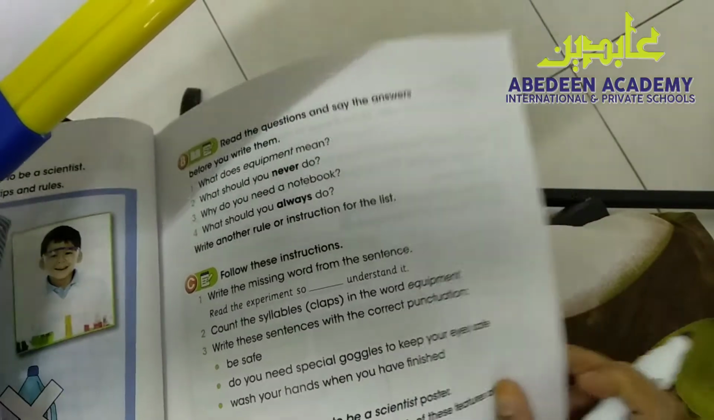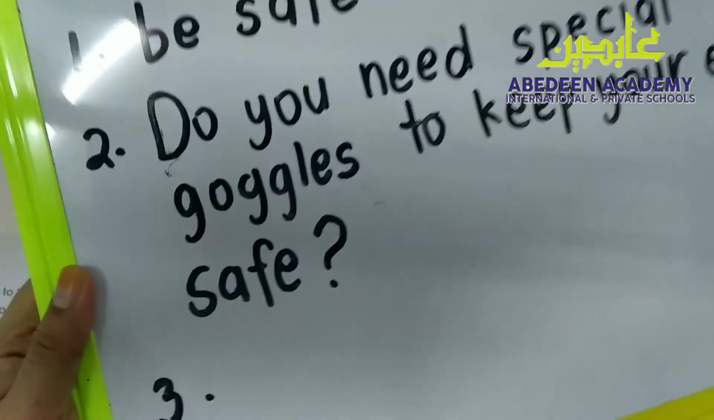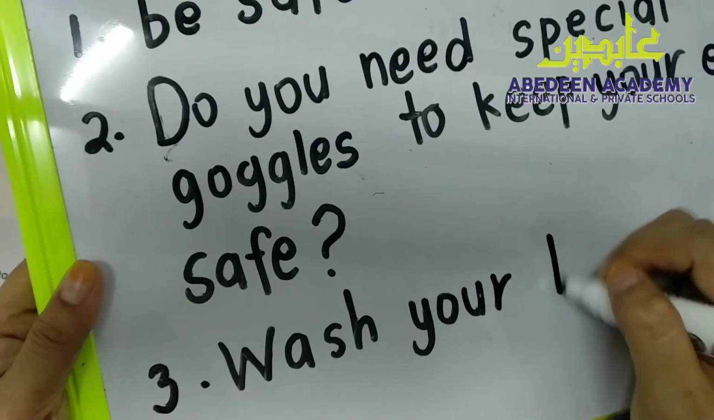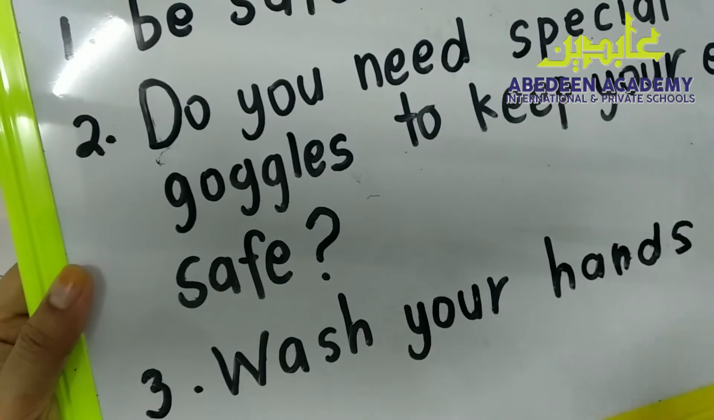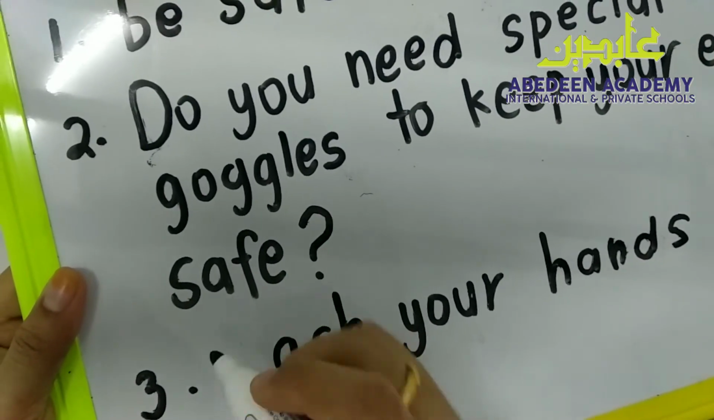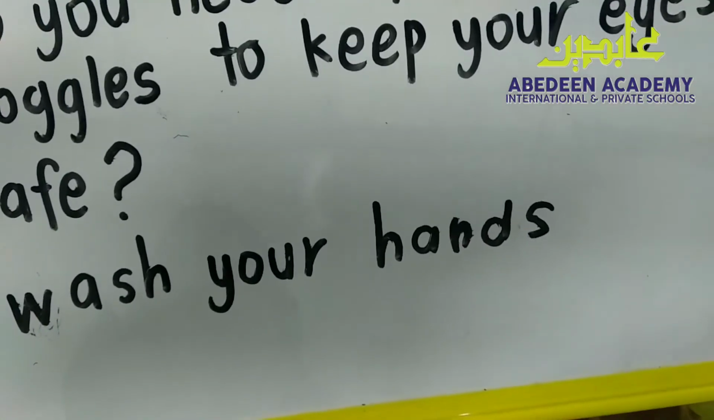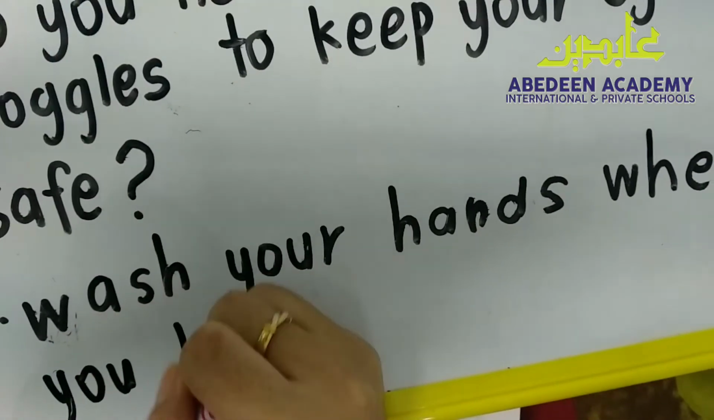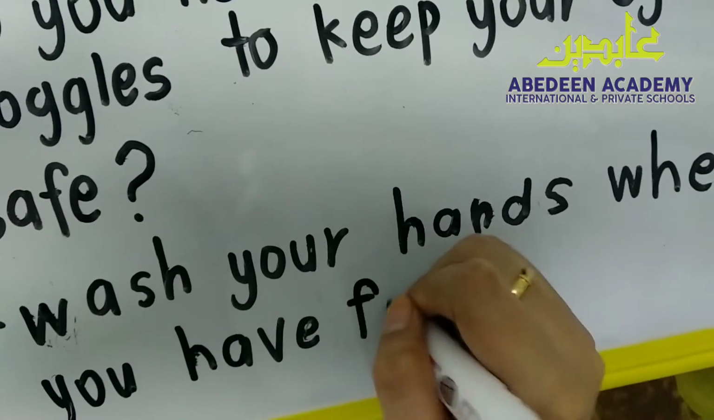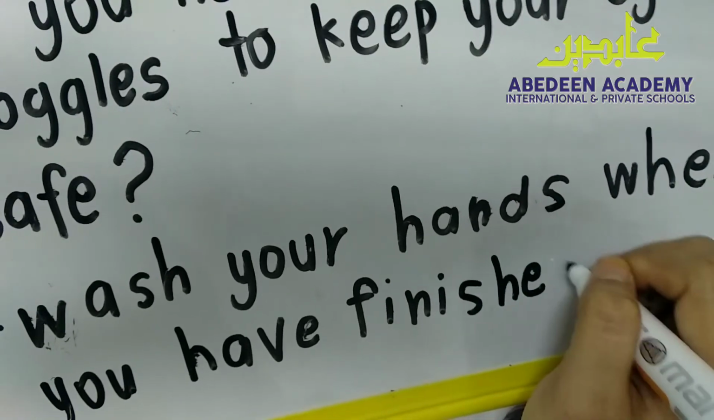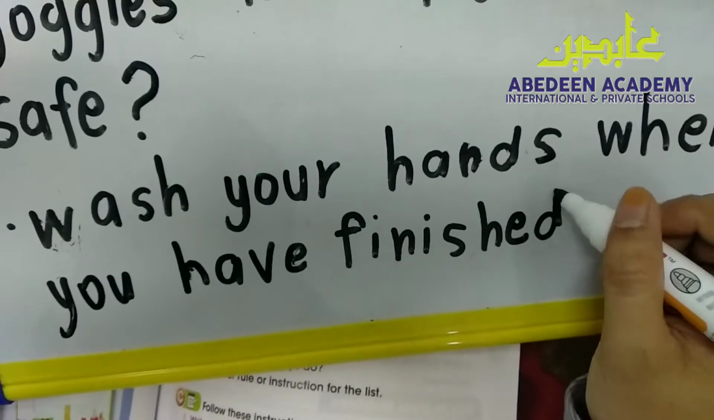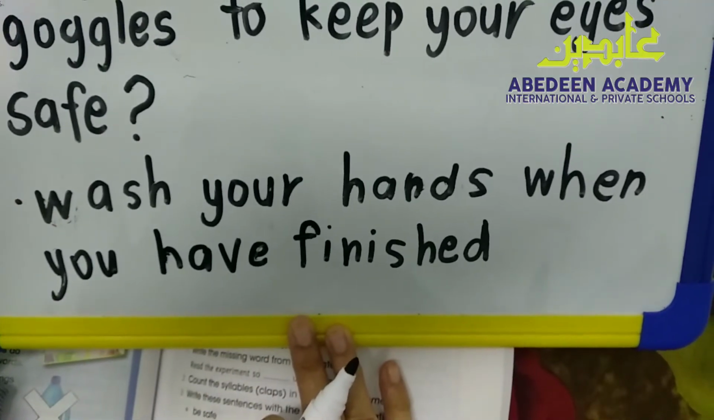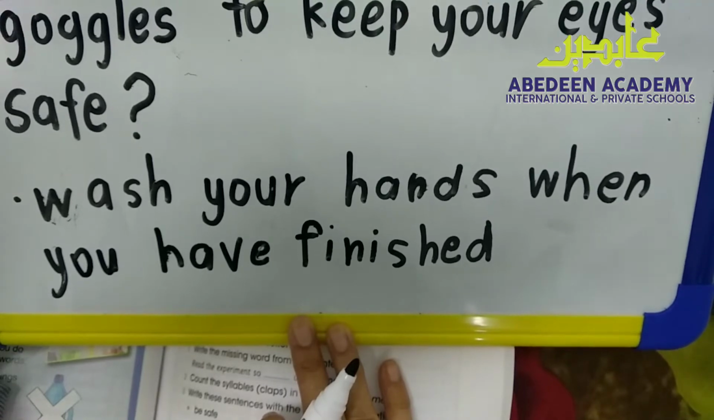Okay, it says here, wash your hands when you have finished. Sorry, I write it with the correct one because I get used to it. So you have to get used to it. Okay, now this is a very simple sentence, a simple instruction. Without the punctuation, you will read it like, wash your hands when you have finished.